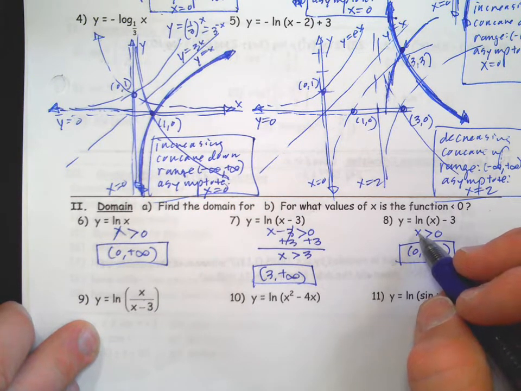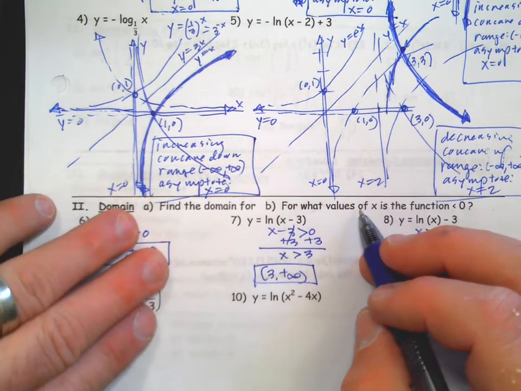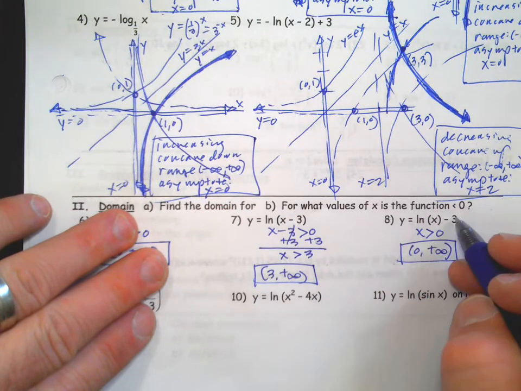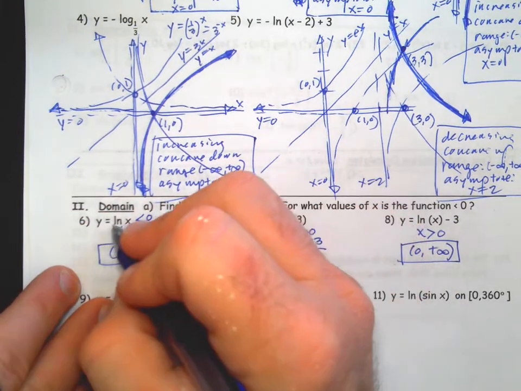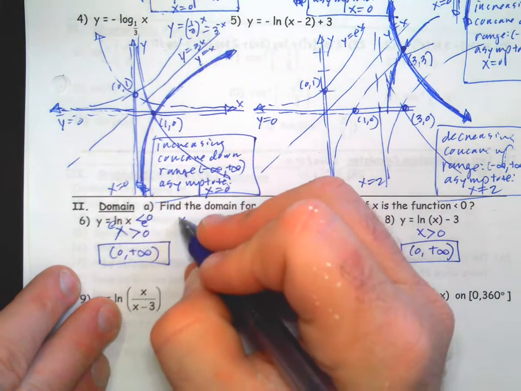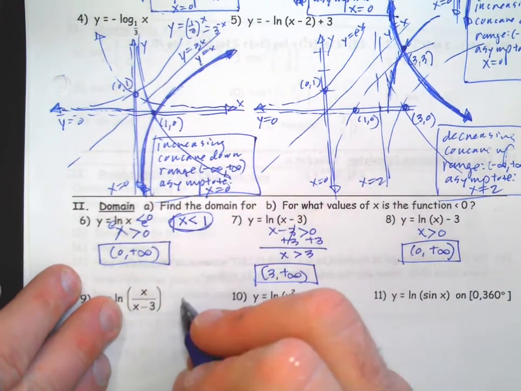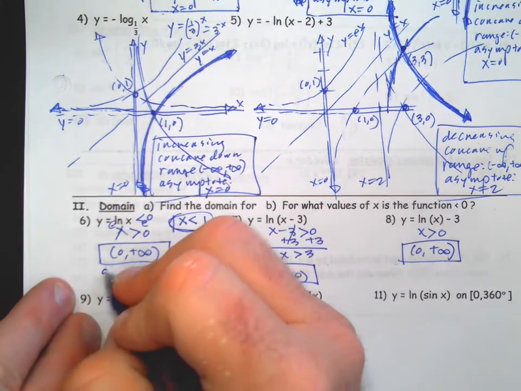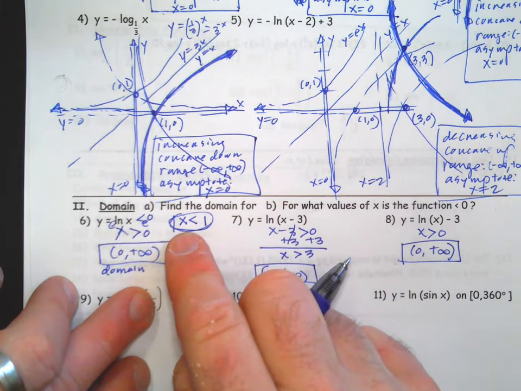Oh, shoot. There's another part of the problem. So that's the domain. B says, for what values of x is the function less than 0? So that's a separate problem. That's where you'd exponentiate both sides and say x is less than 1. But then you need to combine that with the domain. So let's label this. This is the domain. This is what you get. They have to both be true.